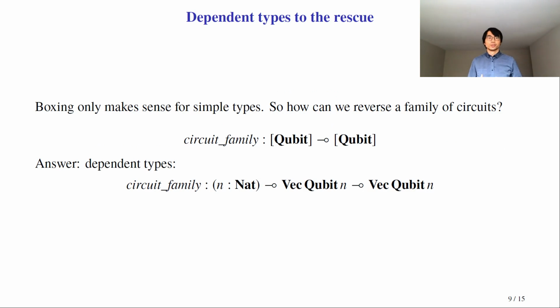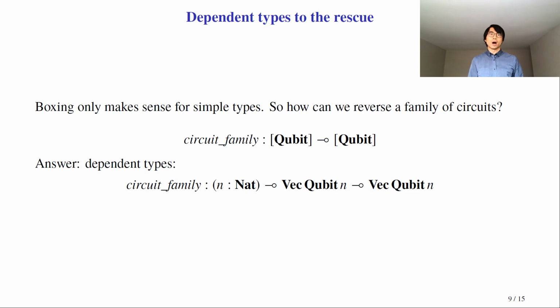Thank you, Peter. So we cannot box linear functions from list of qubits to list of qubits, which is a shame because a lot of useful quantum algorithms can be given these types. With dependent data types such as vector, we can do the following instead. So first, we take a given natural number n, then we box a member which is a function from vectors of qubits of length n to vectors of qubits of length n.